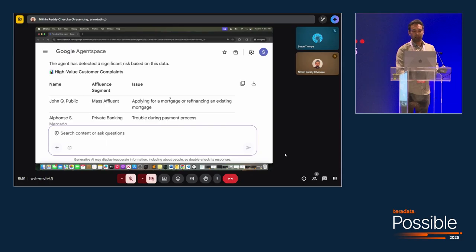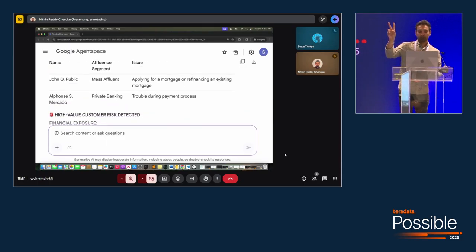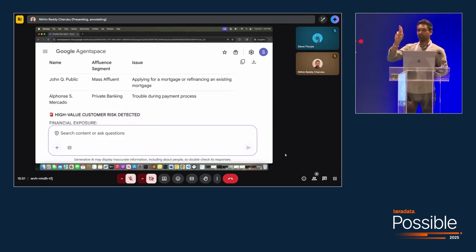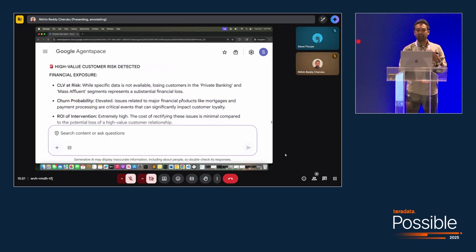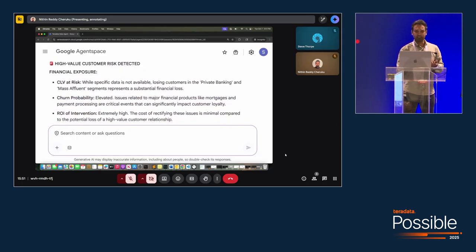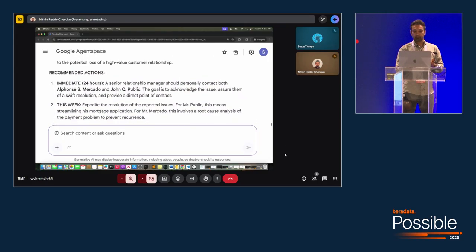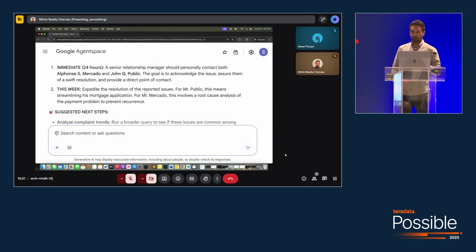And as you can see, the response came back with 2 customers. One is John, and the second customer is Alphonse. Both of them are high value, mass affluent and private banking. And it also gave me a financial exposure. It's saying the customer lifetime value is at risk. There's a churn probability. There's an ROI. And it is suggesting I take action in the next 24 hours.